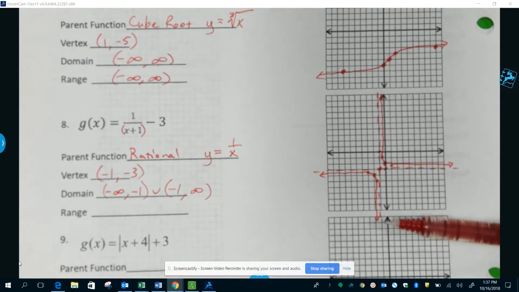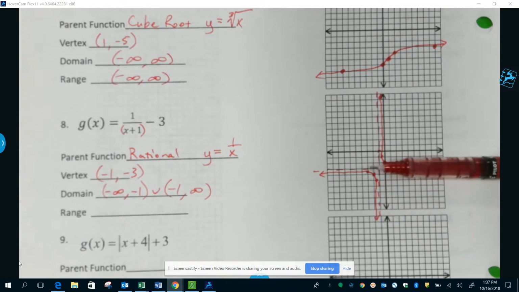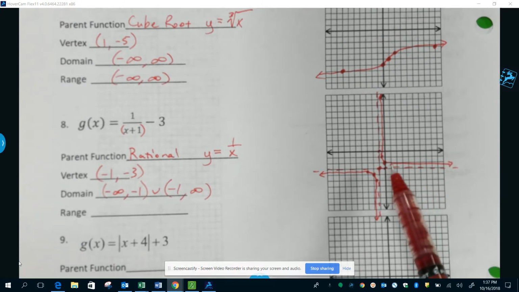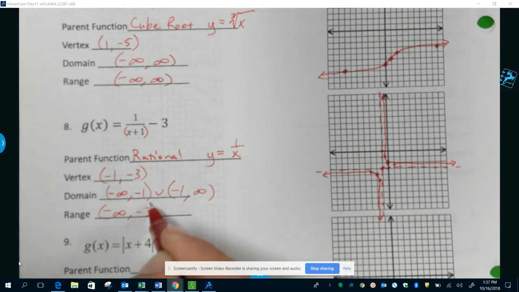The range, the y values, we start from the bottom. All right, so this one is negative infinity, and as we work our way up, it does not cross over this asymptote. So it gets closer and closer and closer to the negative 3 right here on the y, but it can't cross it. So it goes negative infinity to negative 3. Again, it doesn't touch the negative 3, so it gets parentheses.